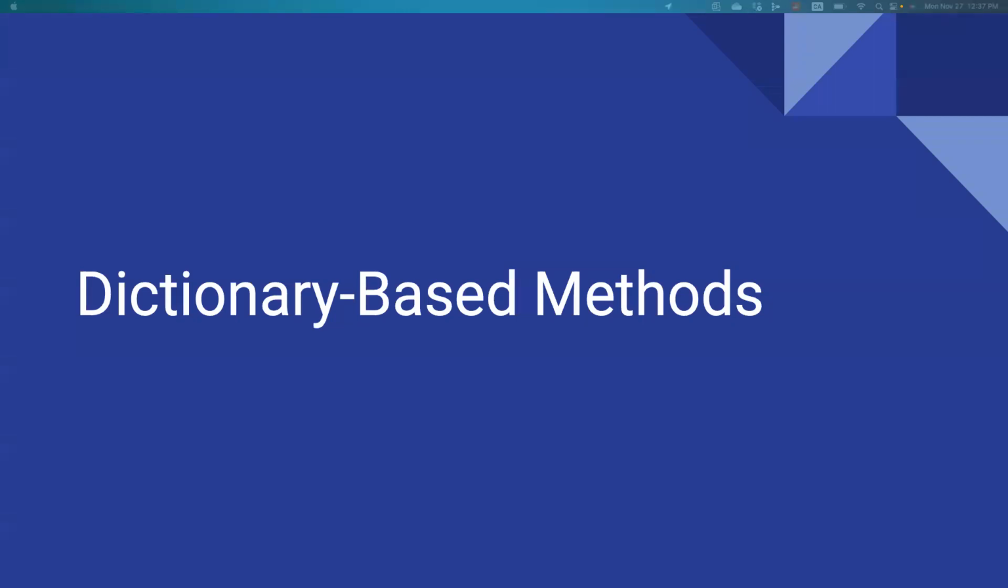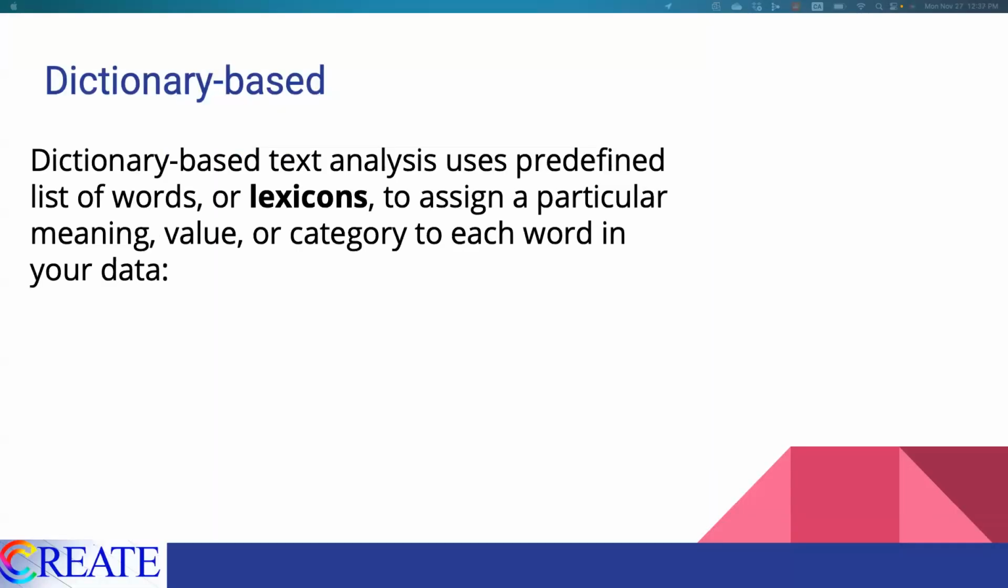So, dictionary-based methods. Dictionary-based text analyses use a predefined list of words, or lexicons, to assign a particular meaning, value, or category to each word in your data. Now, this says each word, and what I'm going to be doing today is at the word level, but there are other things you could do. We talked about it briefly last time: n-grams or sentences, etc.